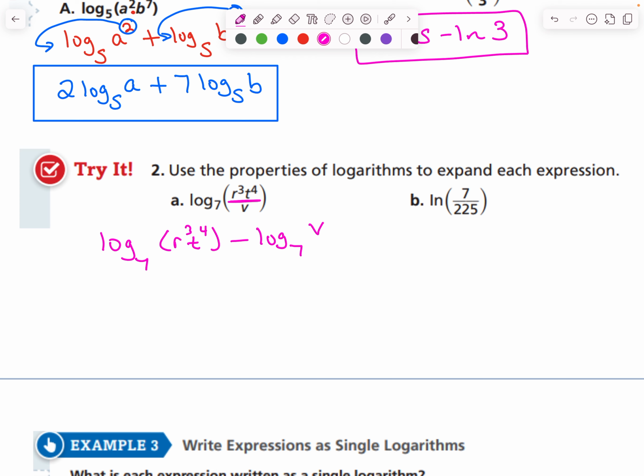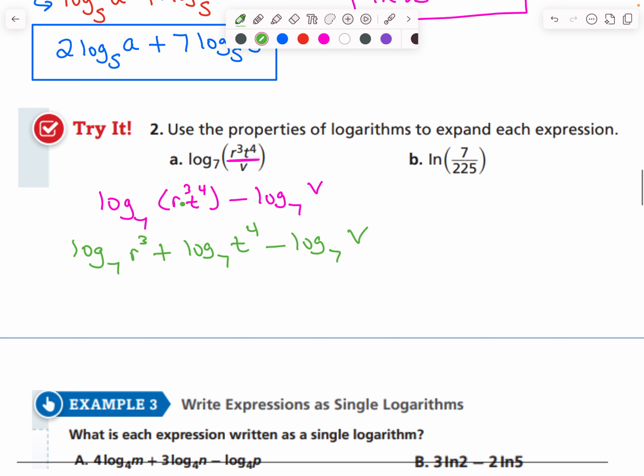That takes care of the quotient, but maybe you notice we also have a multiply in here with the r cubed and the t to the 4th. So those get separated as well. Now we'll have log base 7 of r to the 3rd plus log base 7 of t to the 4th minus log base 7 of v.